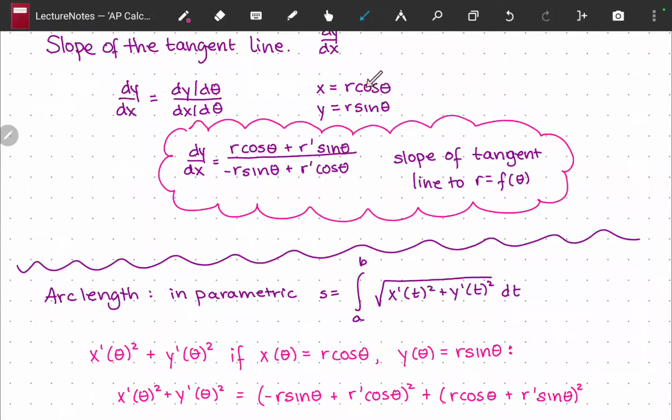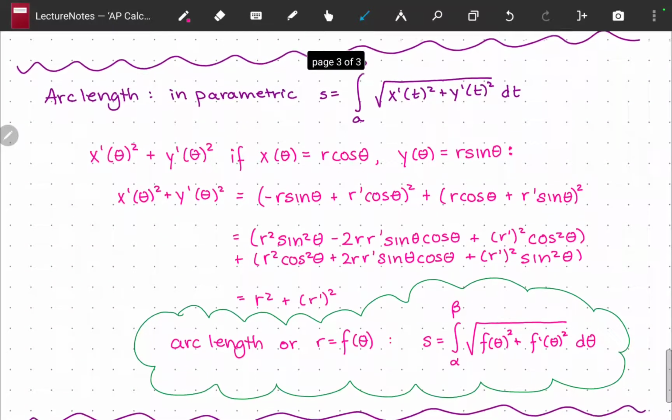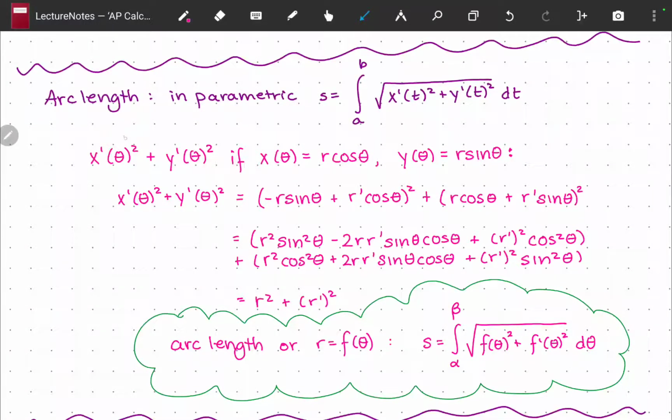And we could do that, but it turns out that when you use these functions for x and y, it actually simplifies down really nicely. And so that's what we did here. x prime of theta squared, if x is r cosine theta, well, x prime is this, but then you got to square it. And then again, if y of theta equals this, y prime squared is this squared. And at first it looks pretty ugly, but you can see it condenses really nicely. We squared this, that's this whole line right here. And then we squared this, which gave us this whole line right here.